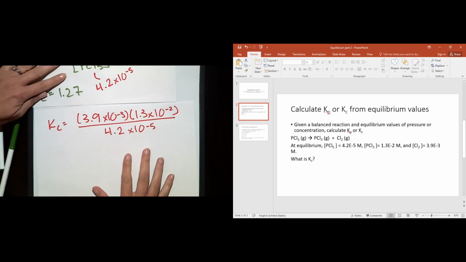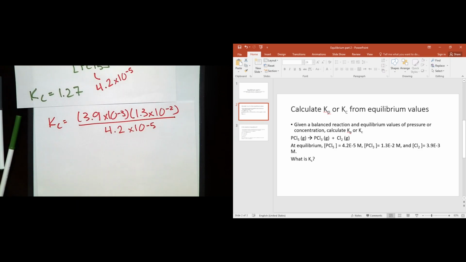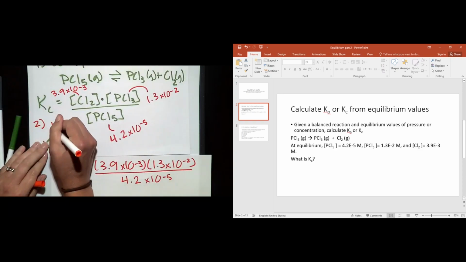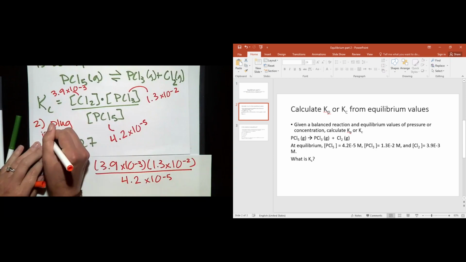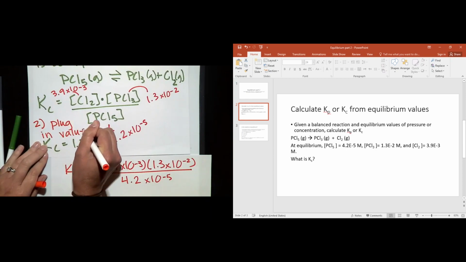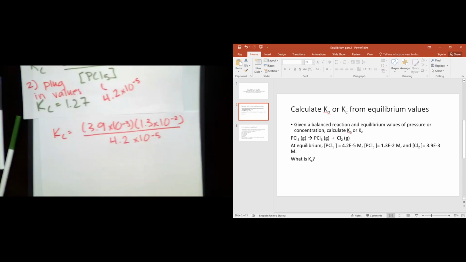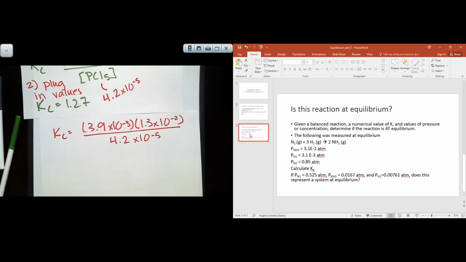Okay, so that's how we get the value of K. We, number 1, set up the K expression, and number 2, plug in the values for, in this case, concentration at equilibrium. But if we wanted the Kp, we would plug in the equilibrium pressures, and we would get Kp. So pretty straightforward, not too bad. All right, we're going to do another example.